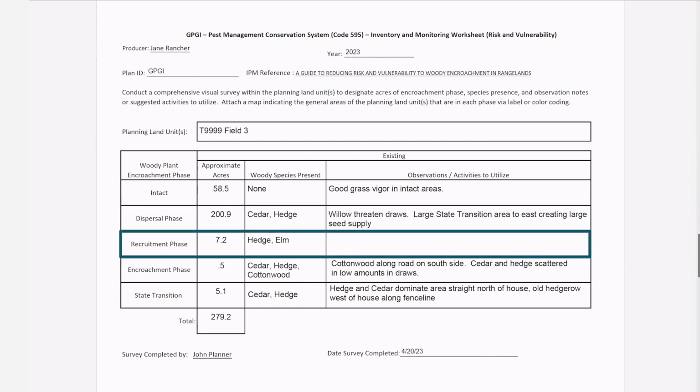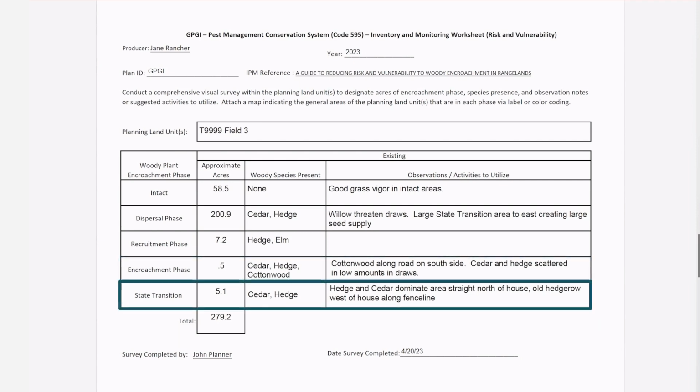The third row is the recruitment phase, which has 7.2 acres. The woody species present are hedge and elm. There is no observation. The fourth row is the encroachment phase, which has 0.5 acres. The woody species present are cedar, hedge, and cottonwood. The observation is cottonwood along road on south side, cedar and hedge scattered in low amounts in draws.